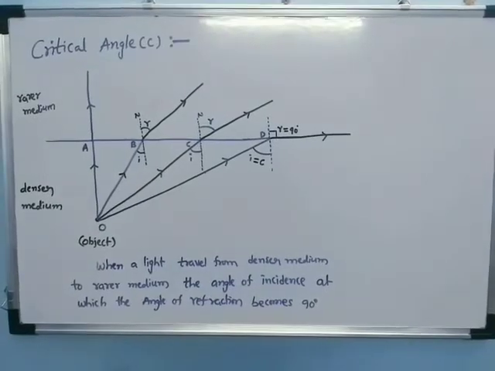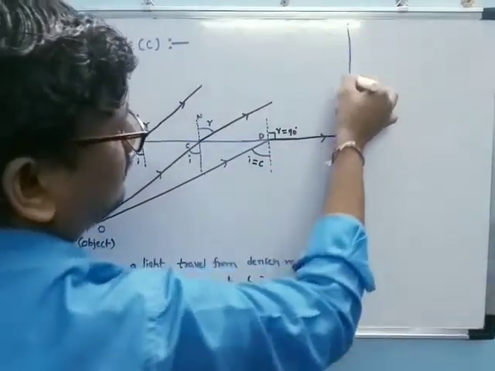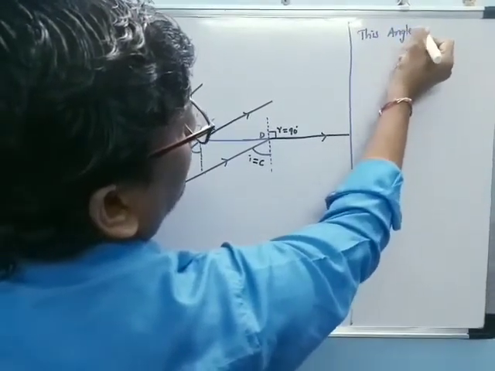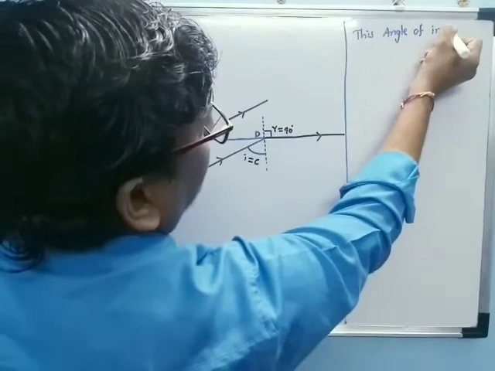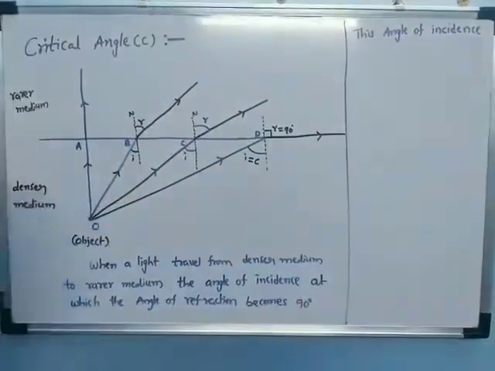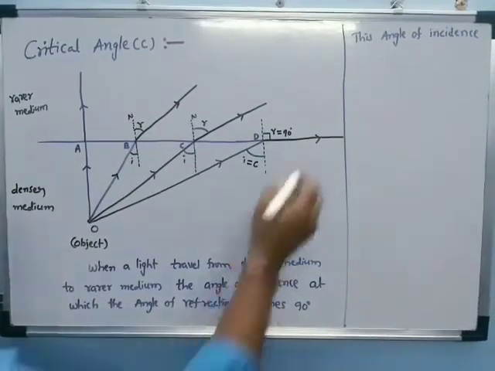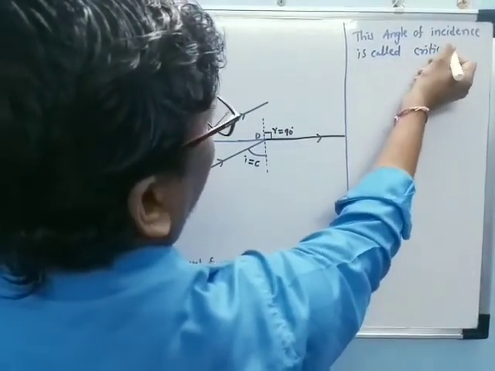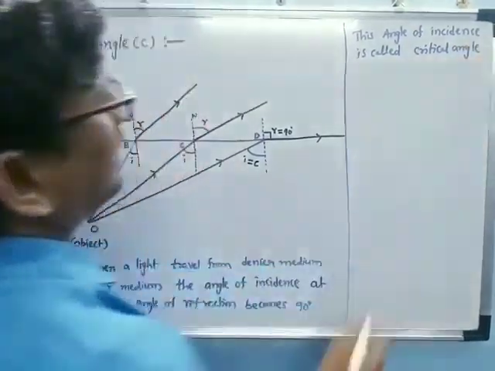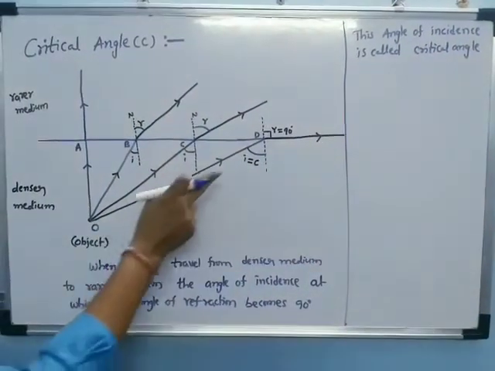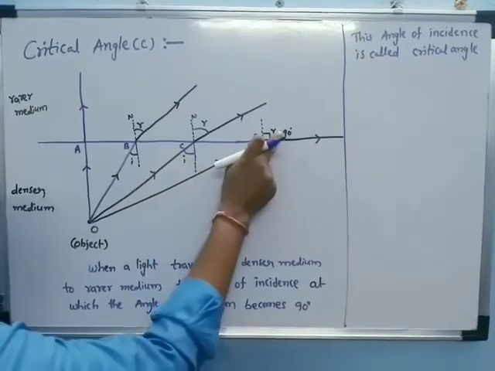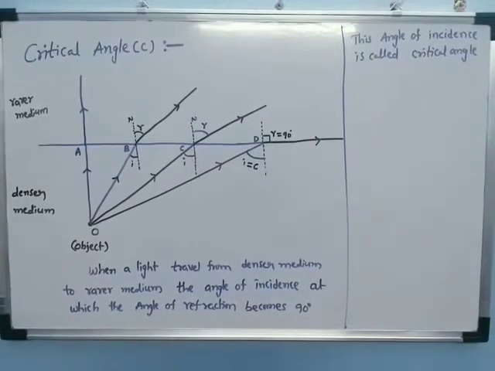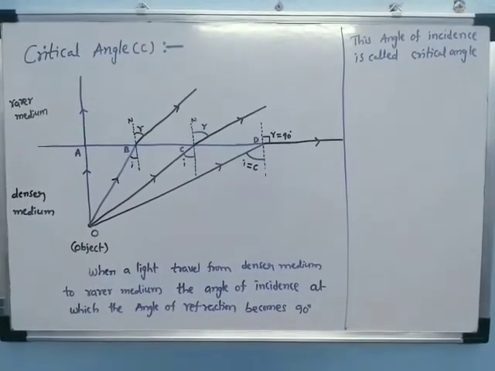This angle of incidence is called the critical angle. Where the angle of refraction becomes 90 degrees, that angle of incidence is called the critical angle.